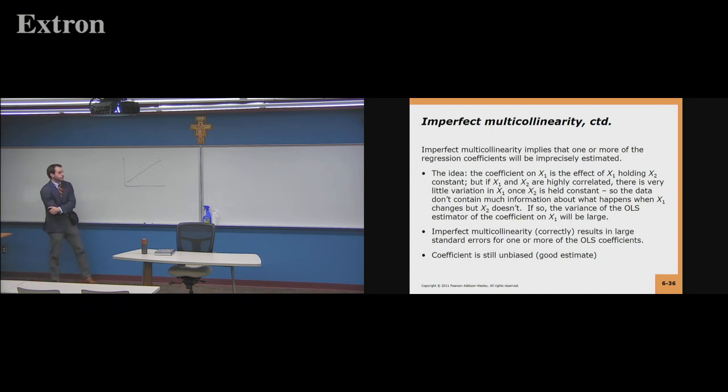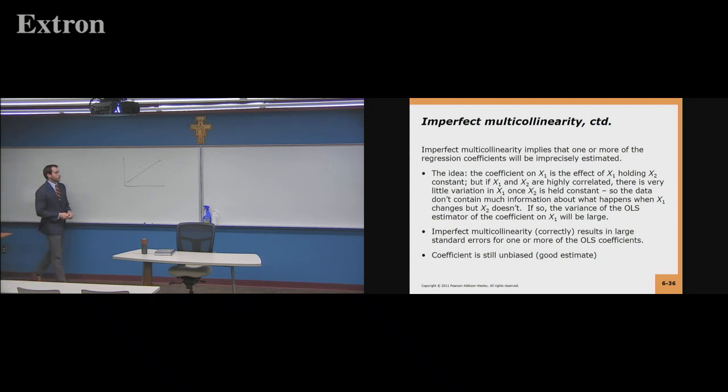In this case, your coefficient is still going to be unbiased, so it's not going to be super inaccurate, but the variance of your coefficient estimates is going to be spread wider. So you're going to lose statistical significance even when there is a good relationship between the two.